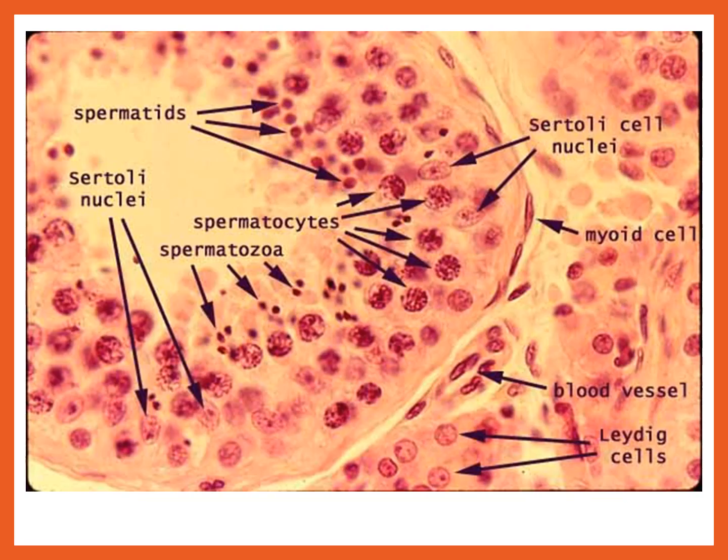This is a histological section of your seminiferous tubule. So here you can see the Sertoli cells. These are the spermatozoa, and these cells are the spermatocytes.